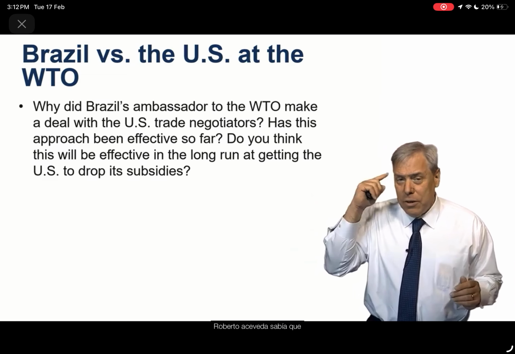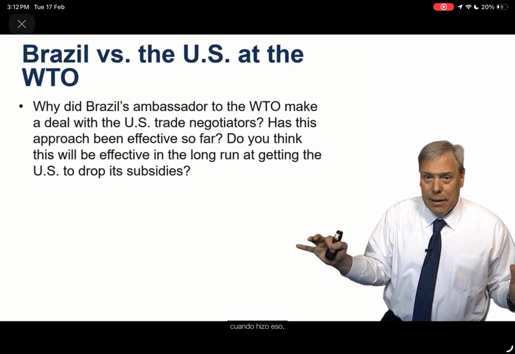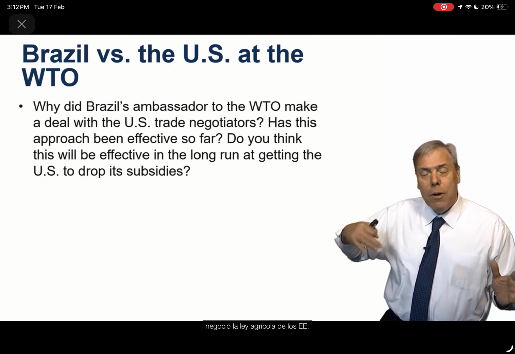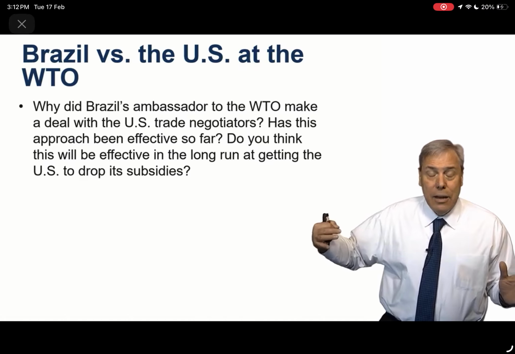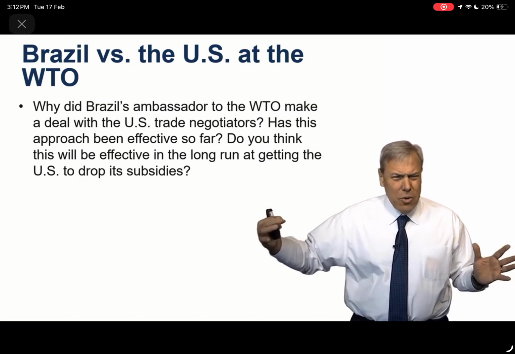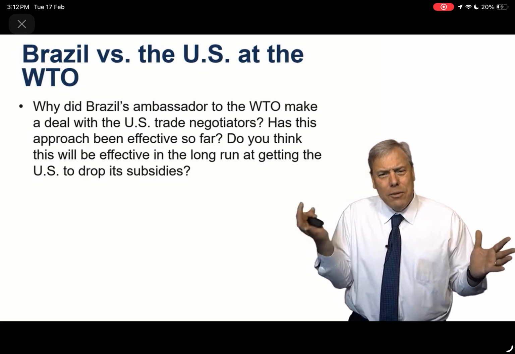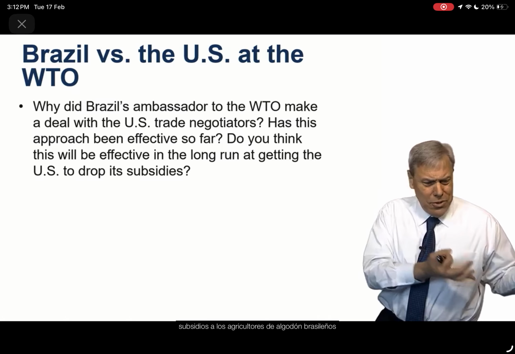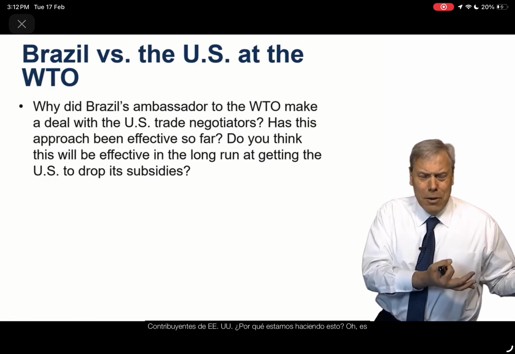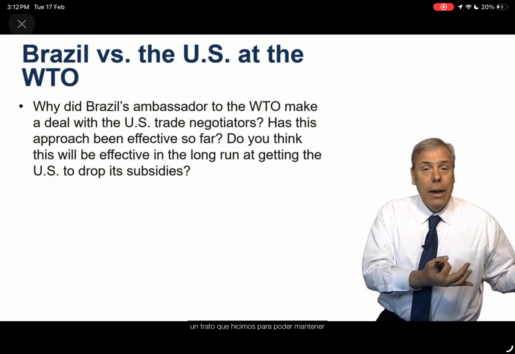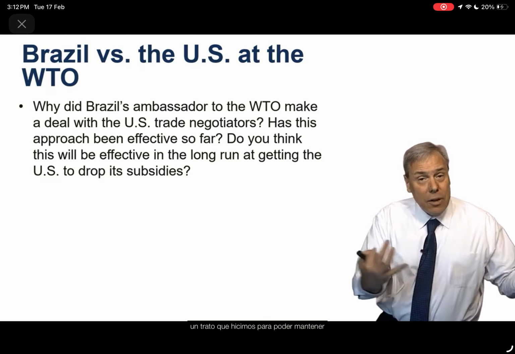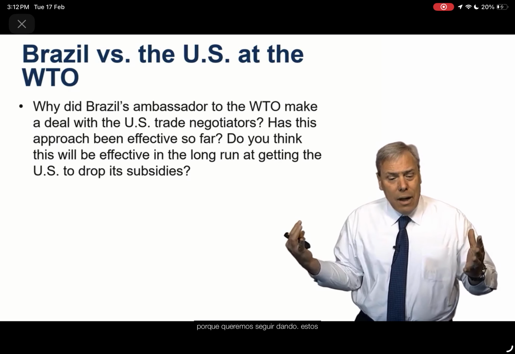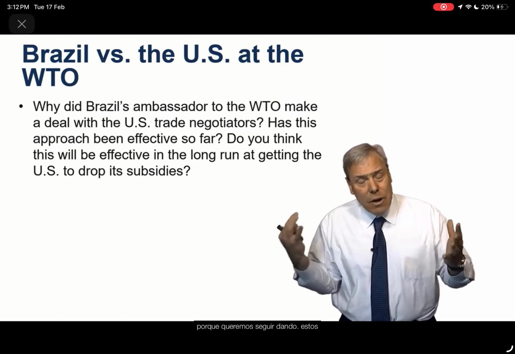But you see, Roberto Azevedo knew that when they agreed to that, that would be effective, because when the U.S. Farm Bill came up for negotiation and U.S. senators and others were discussing this and negotiating this, they would notice, why are we giving these massive subsidies to U.S. cotton farmers? Wait a minute. We're also giving subsidies to Brazilian cotton farmers? U.S. taxpayer? Why are we doing this? Oh, it's a deal we made so we could keep this unfair trade practice. We could waste money because we want to keep giving these unfair subsidies to U.S.